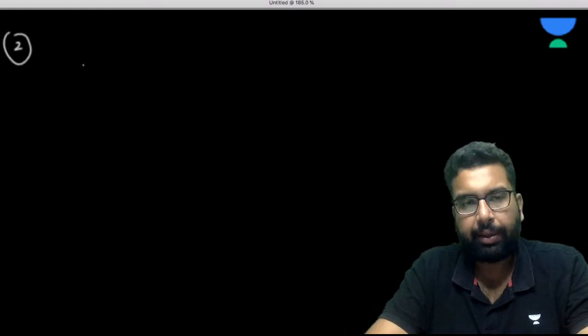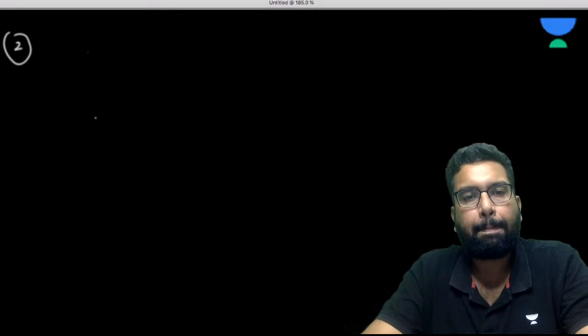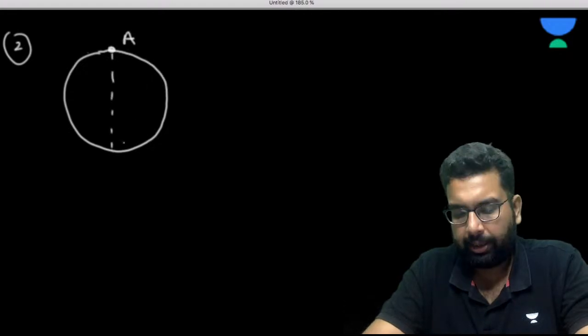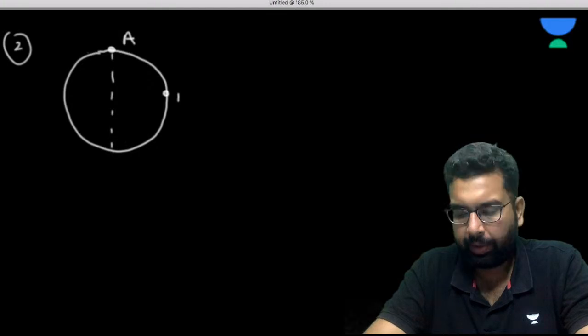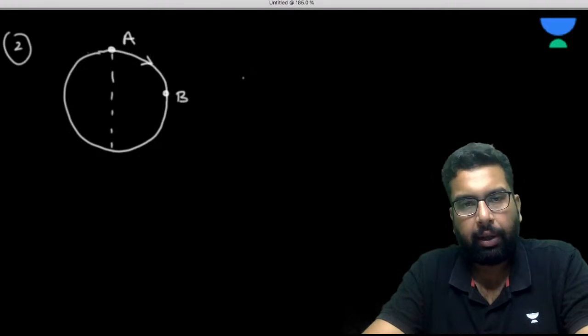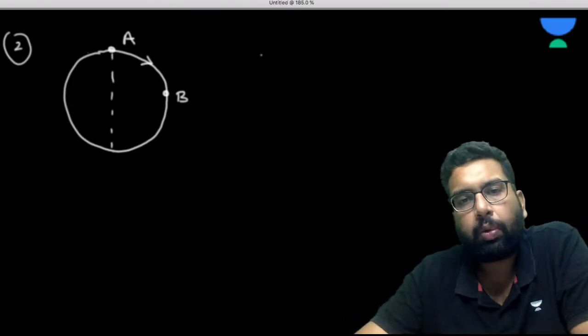Let's solve some more questions. Let's suppose we are having a circle like this, and this is point A on the centroidal axis, and we have the point B here. From A to B, the actual path followed is this, and you see from A to B, this is a quarter of the circle.